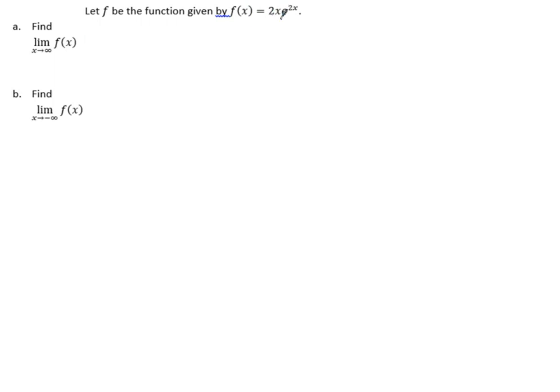Well, 2x gets very large, and e to the 2x also gets very, very large. If you have a very large number times another very large number, we end up with another very large number. So the limit as x approaches infinity of f of x is infinity. For negative infinity, what we end up with is 2x, which is a very large negative number, and then an e to the negative 2 infinity.